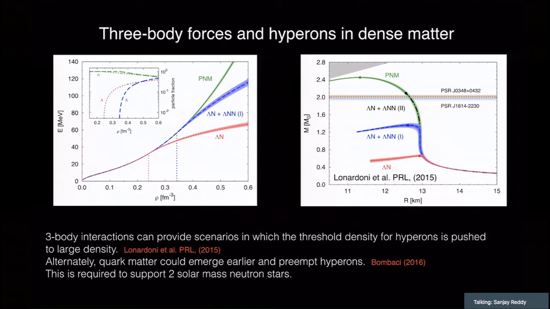there should be some mechanism that prevents these hyperons from appearing in large quantities in the neutron star. And without it, we will not be able to explain the existence of two solar mass neutron stars.